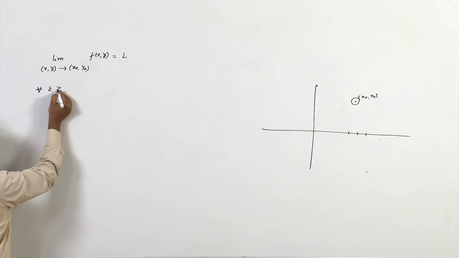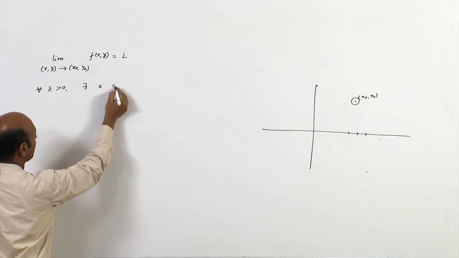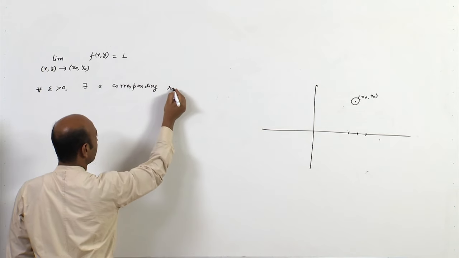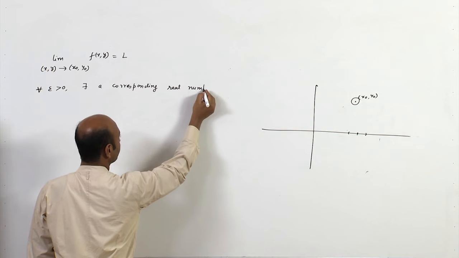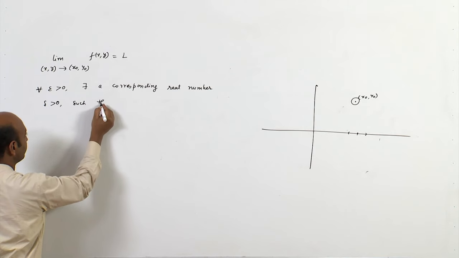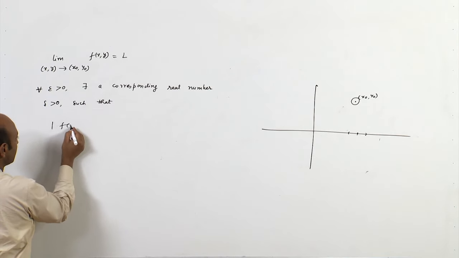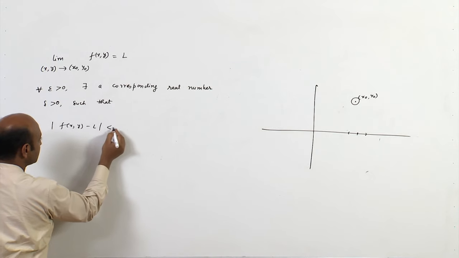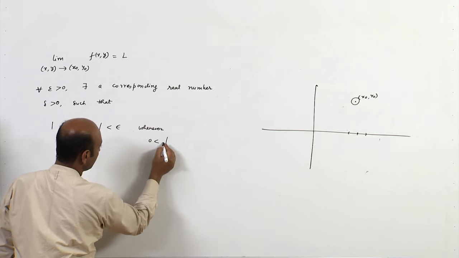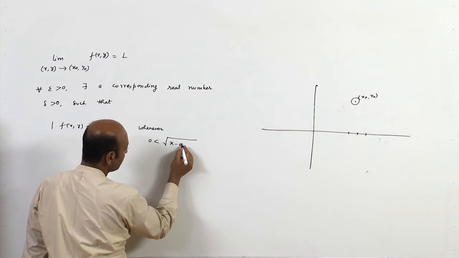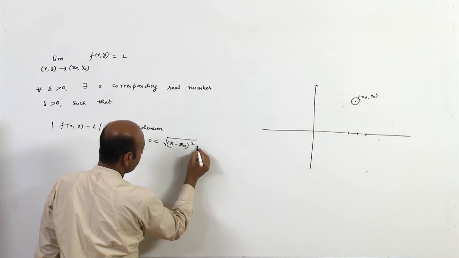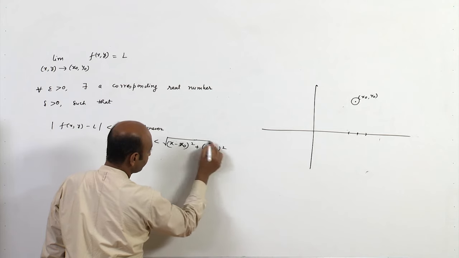For all epsilon greater than 0, there exists a corresponding real number delta greater than 0 such that mod of f(x, y) minus L is less than epsilon whenever 0 is less than the square root of (x minus x naught) whole square plus (y minus y naught) whole square, which is less than delta.